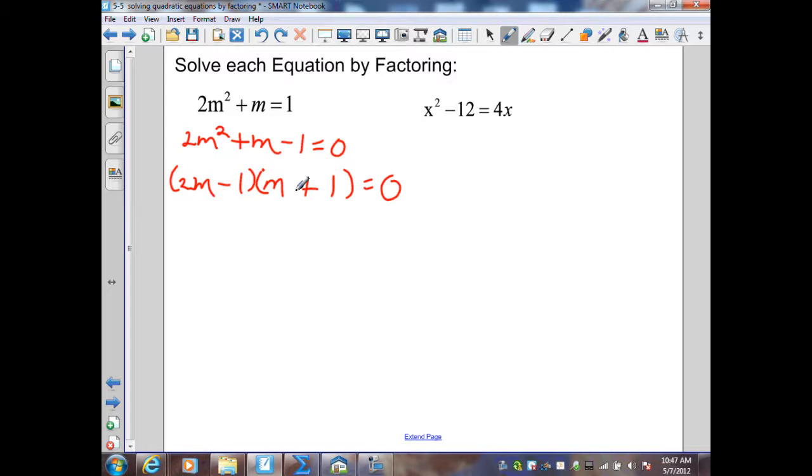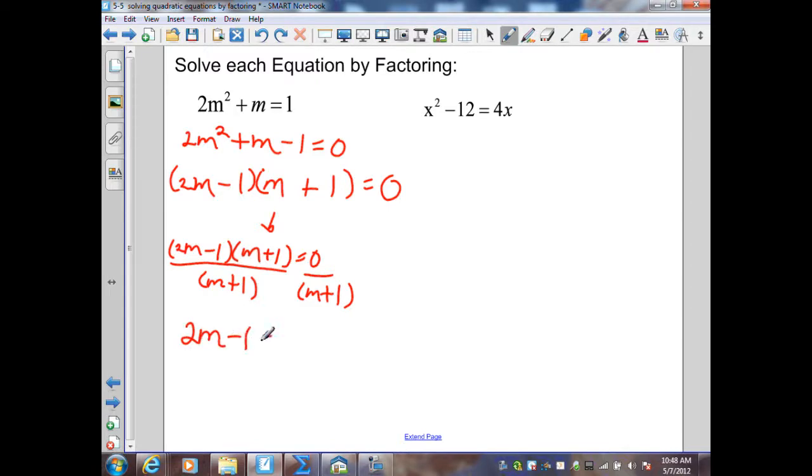Now I can use a product of its factors and the zero product property rule. For example, if I have 2m minus 1 times m plus 1 equals 0, I can divide both sides by m plus 1, and I get 2m minus 1 equals 0. When I solve, I'll get 2m equals 1, or m equals 1/2. Now, I don't need to show this step every time. I just wanted to do it the first time to show you how this procedure works.